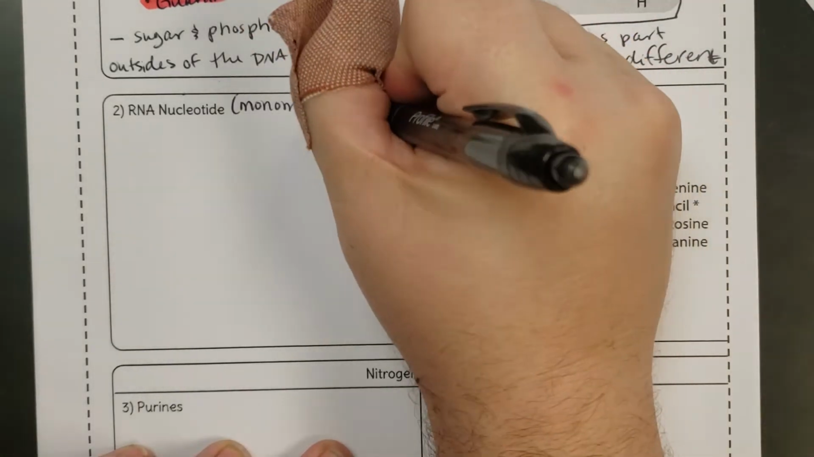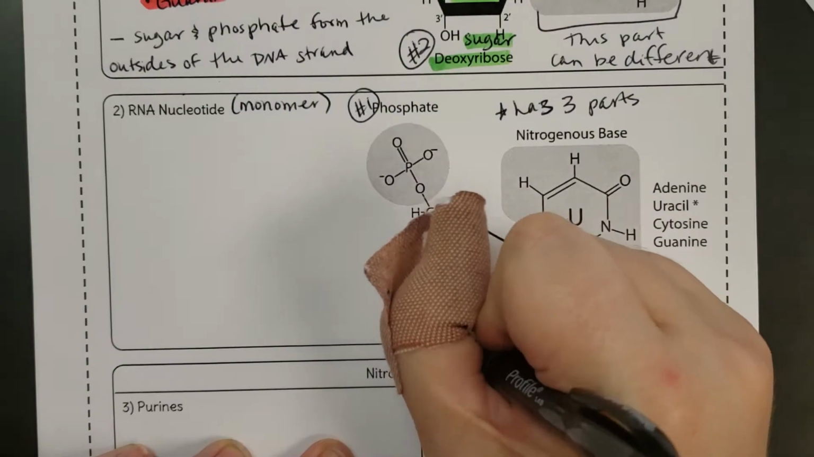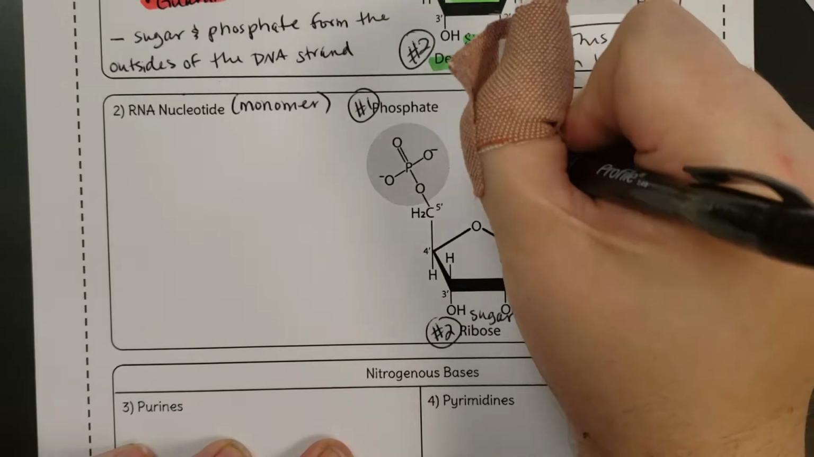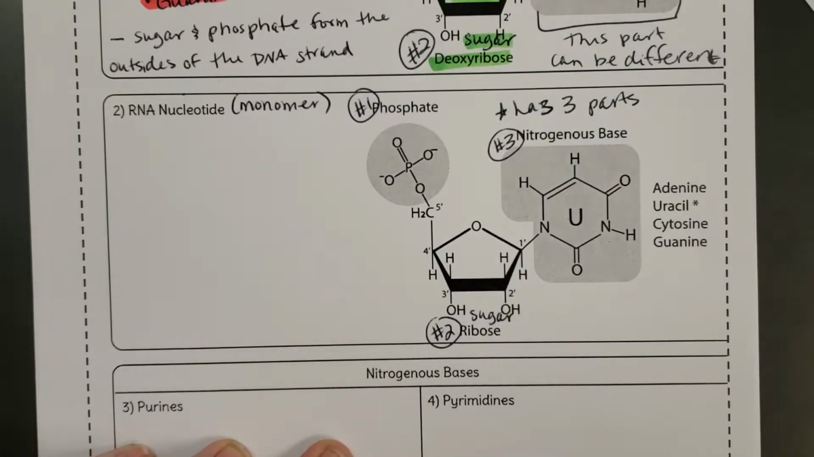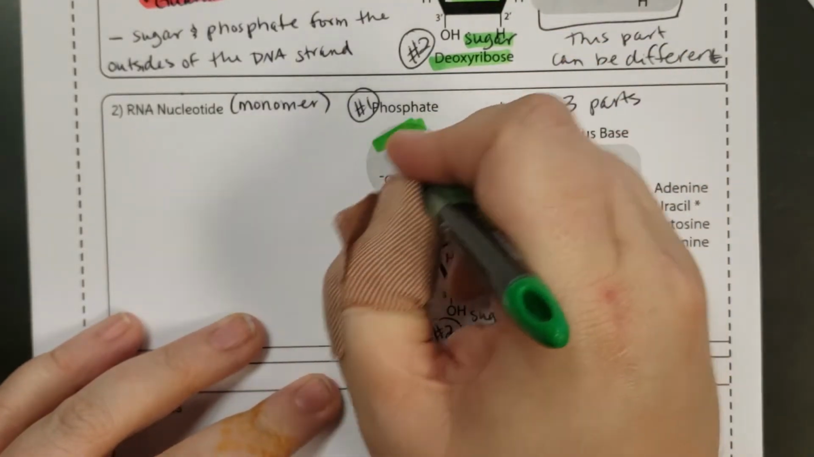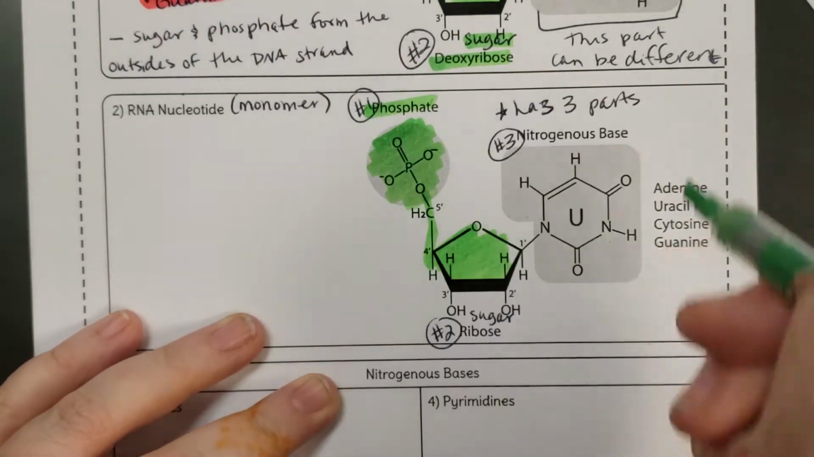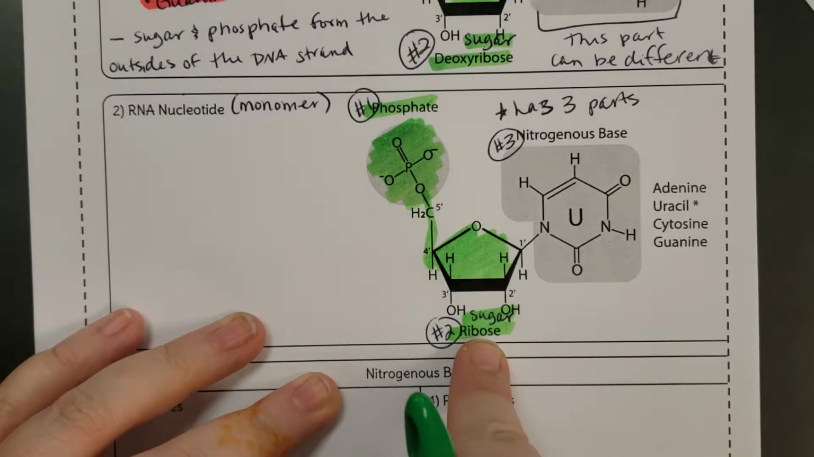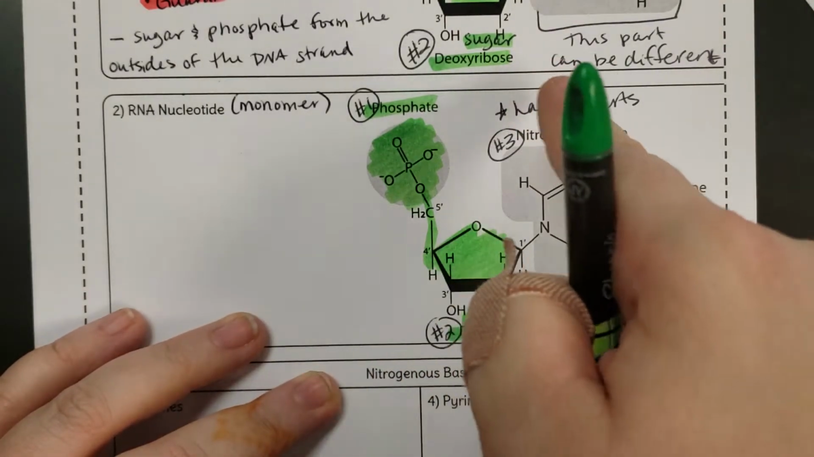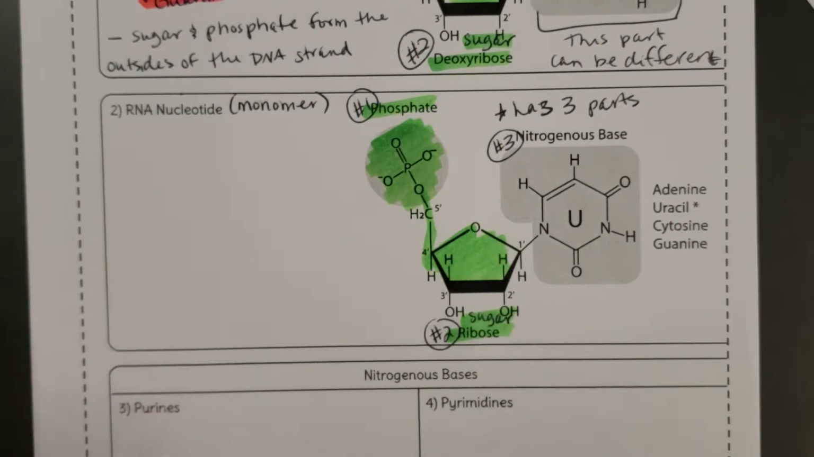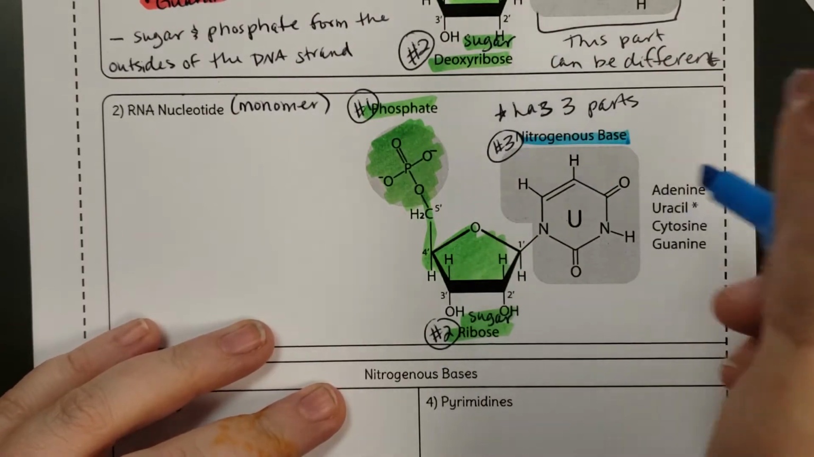Okay, we have our number 1 phosphate, our number 2 ribose, which is also a sugar, it's just a different kind of sugar, and our number 3 nitrogen base. Okay, again, we're going to color them so you see it's very similar to DNA. We have the phosphate, and then we have a sugar. This sugar, however, is different. This is ribose, whereas DNA has deoxyribose. This is the D in DNA. This is the R in RNA. And then we have our nitrogen base, which can be, again, different.